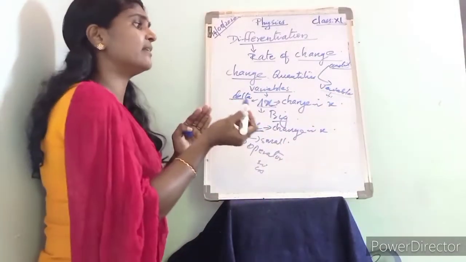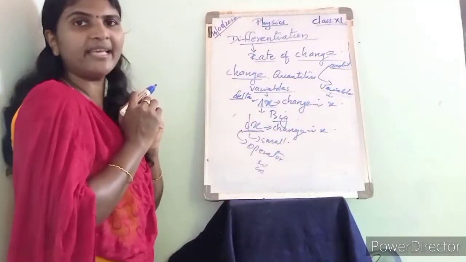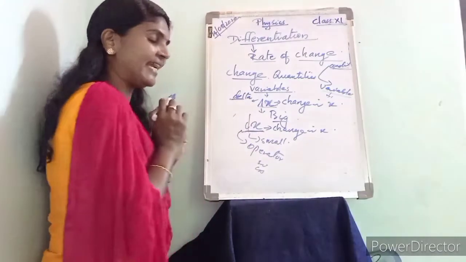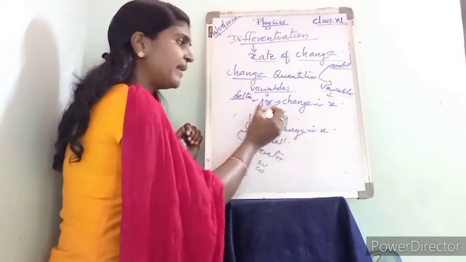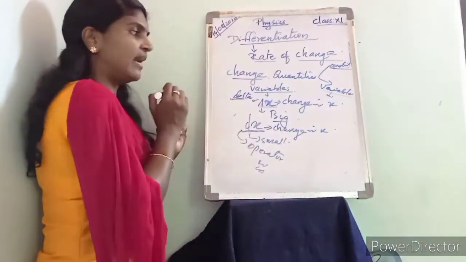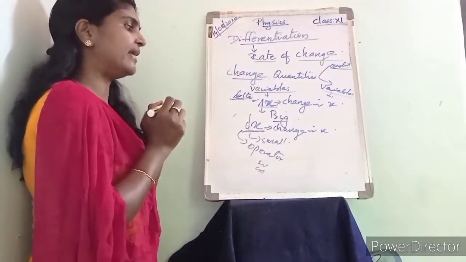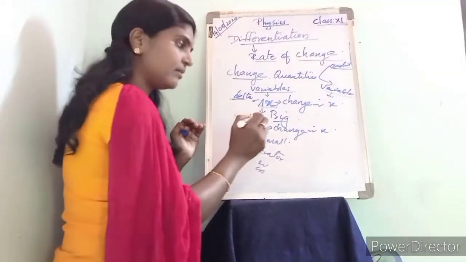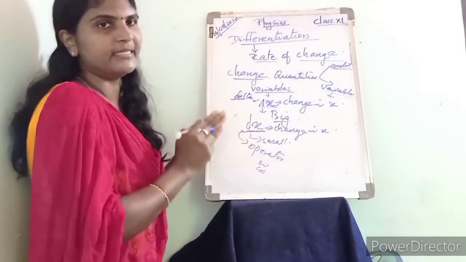The change in variable x can be represented in two ways: delta x or dx. Delta x means change in x, and it is a big change. Then dx is also change in x, but it is a small change.